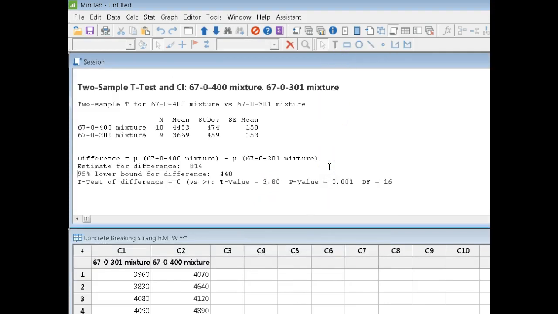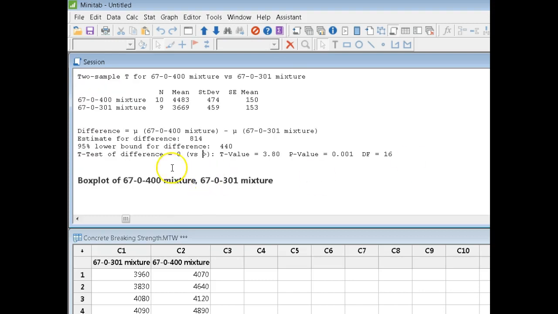I look at the results from Minitab, and I've got the 400 mixture minus the 301 mixture. Go back and make sure you've set this up the correct way. What is the difference in these average breaking strengths? I got 4483 and 3669. The difference is 814 pounds per square inch. Really what I want to know is, is that a big enough difference? Is it significant? My null hypothesis is that there's no difference versus that the 400 is larger than the 301.